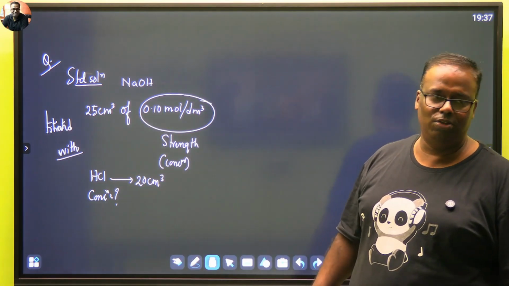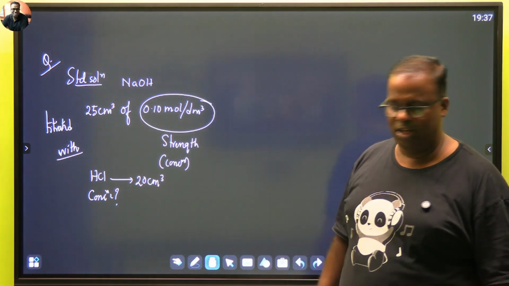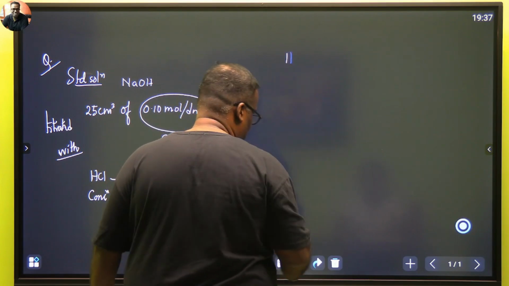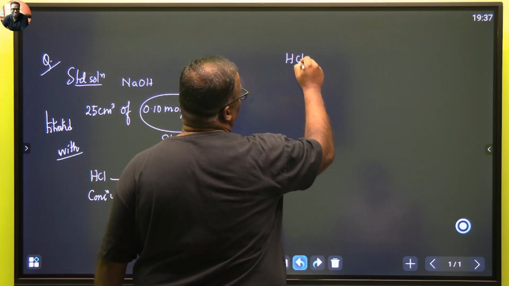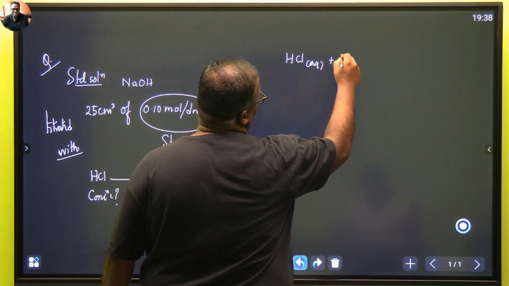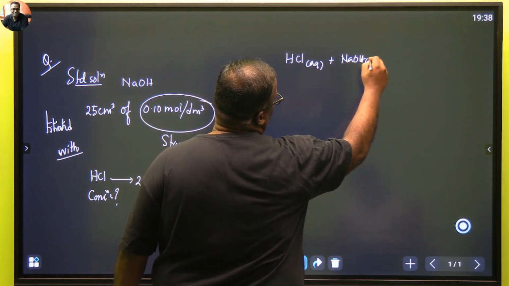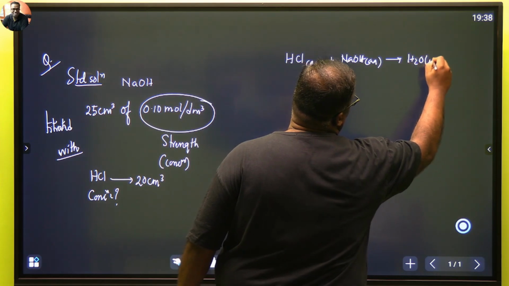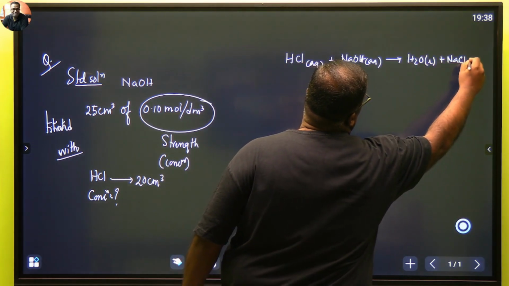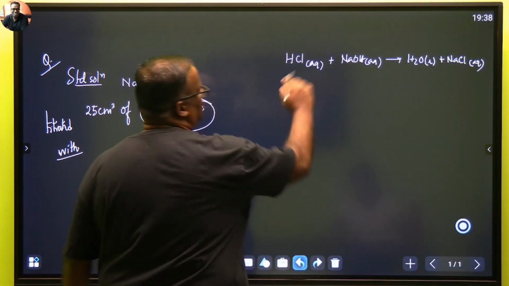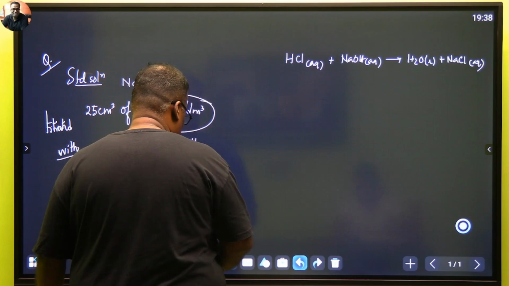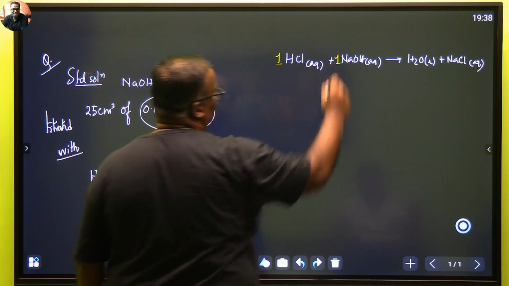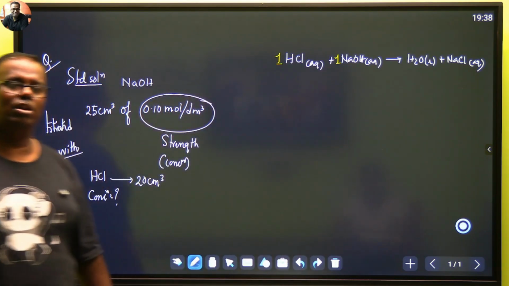Is this thing working in your head? Right? This is the answer we should get. Okay. Now you take the standard equation. What is the standard equation? The standard equation tells me that HCl aqueous reacts with NaOH aqueous and gives you H2O liquid and NaCl aqueous. What we are more interested in is this side. And on this side, the equation is very simple. 1 mole reacts with 1 mole.